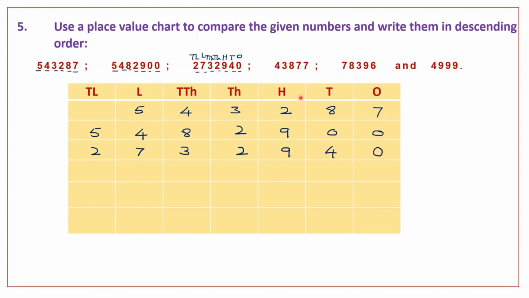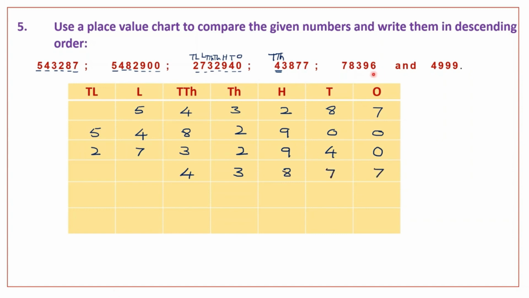Let's go to the next number. Ones, tens, hundreds, thousands, 10,000s. So 4 is in the 10,000s place. So let's put 4 in the 10,000s column, and that column is here. So let's put 4 here. So we have 4, then 3, 8, 7 and 7.